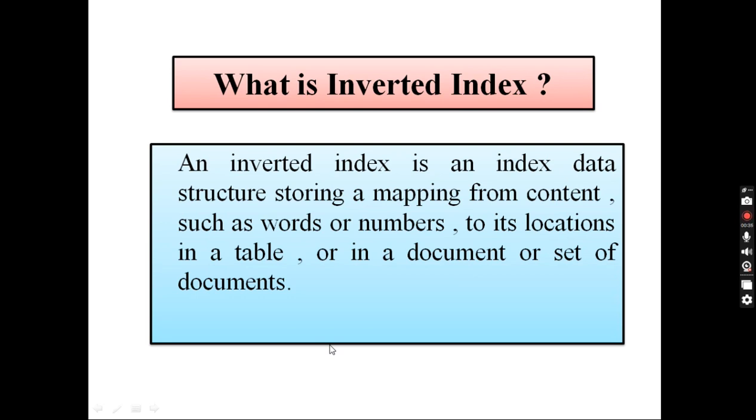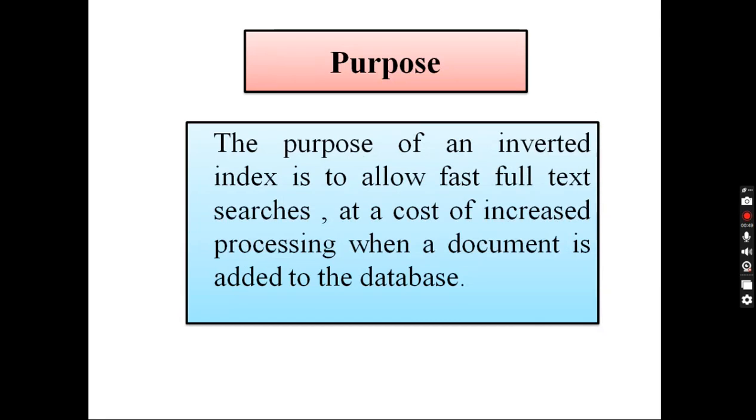Next we will see what an inverted index is. An inverted index is an index data structure storing a mapping from content, such as words or numbers, to its location in a table or in a document or a set of documents.